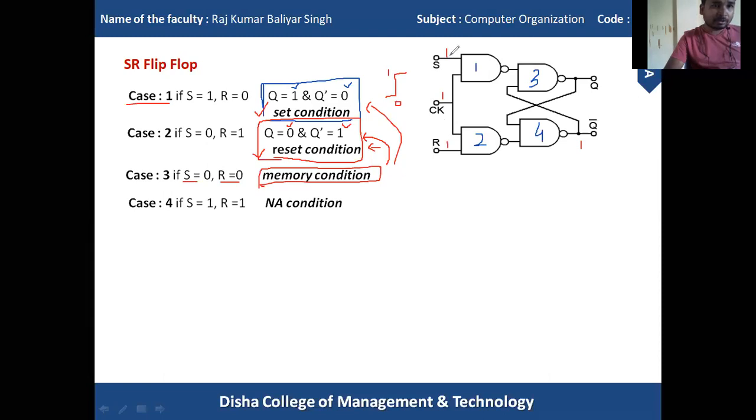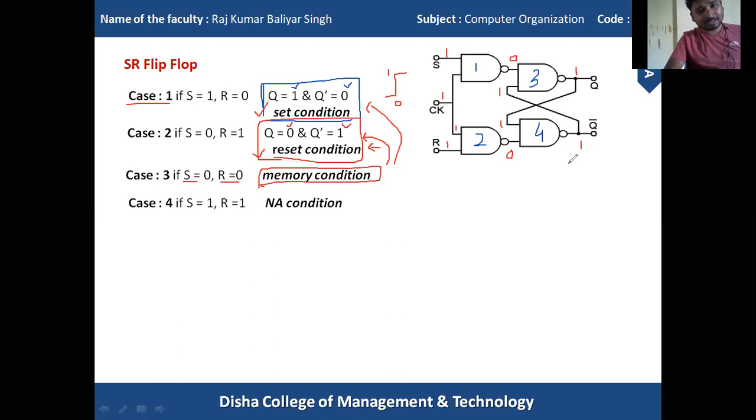So here 1, 1 produces 0, right? For this case also 1, 1, this gate will produce 0. And when I supply 0 to this NAND gate, it will produce 1. And this 1 is supplied here. 1, 0 produces 1. And 1 I supply here. Again 0, 1 produces 1, and 1, 0 produces 1.